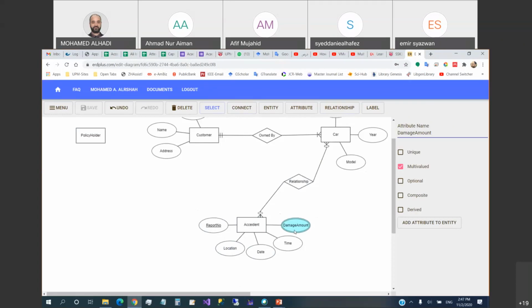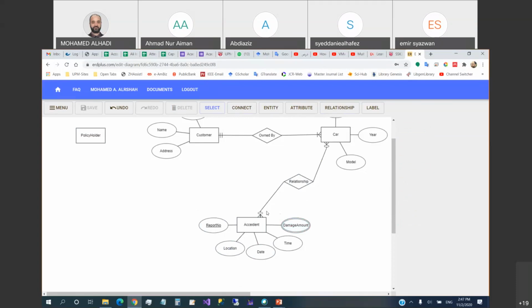So if, let's say, they want to record the amount of damage only for statistics purposes or something like that, then it could be only a single value. Then we should remove the double line. Otherwise, if they want to keep track of the damage amount of every car, then in that case we have to create another table called damage. Then we should link every car with its own damage under one accident.